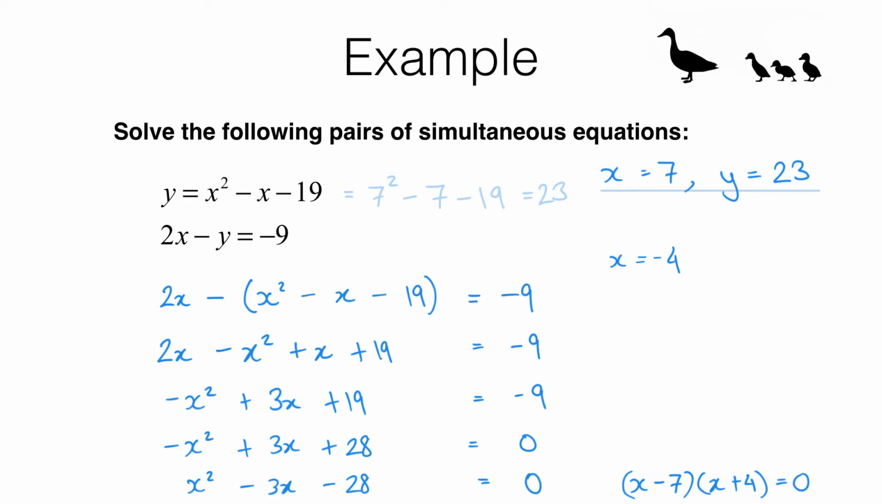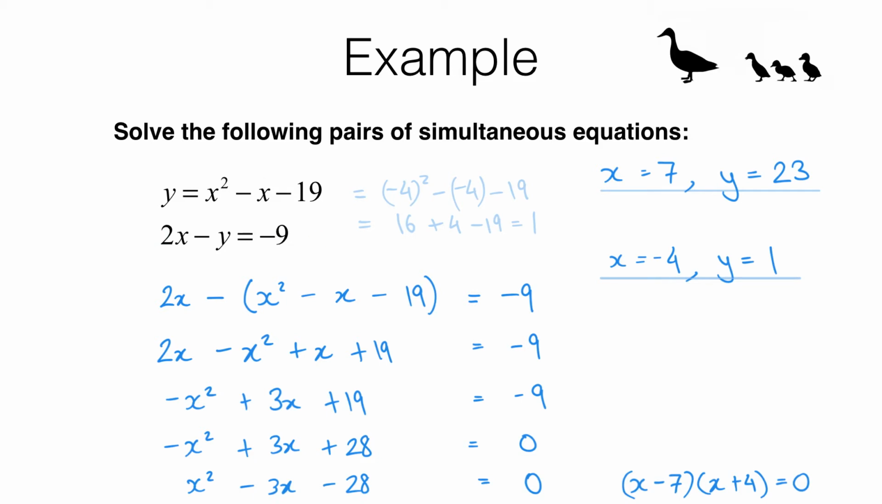Now, let's see what happens when x equals negative 4. Y is going to be negative 4 squared minus negative 4 minus 19. Now, let's just treat that carefully. Negative 4 squared is positive 16. Subtracting negative 4 is the same as adding 4. And then we've got to subtract 19. So we have 16 plus 4, which is 20, minus 19, that gives us 1. So our second solution set is x equals negative 4, y equals 1. Those are the two solution sets to this pair of simultaneous equations.